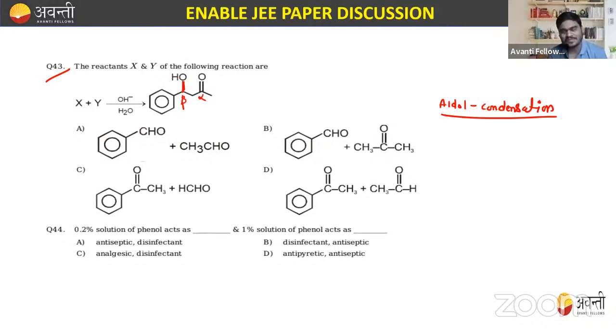In this question, they are asking for the values of X and Y. So what do we use as reactants in case of aldol condensation, beta? Either we use two same aldehydes, two same ketones, or one aldehyde and one ketone, or two different aldehydes or two ketones. So here what are X and Y? Question number 43: X is definitely benzaldehyde, beta, and this one is acetone.